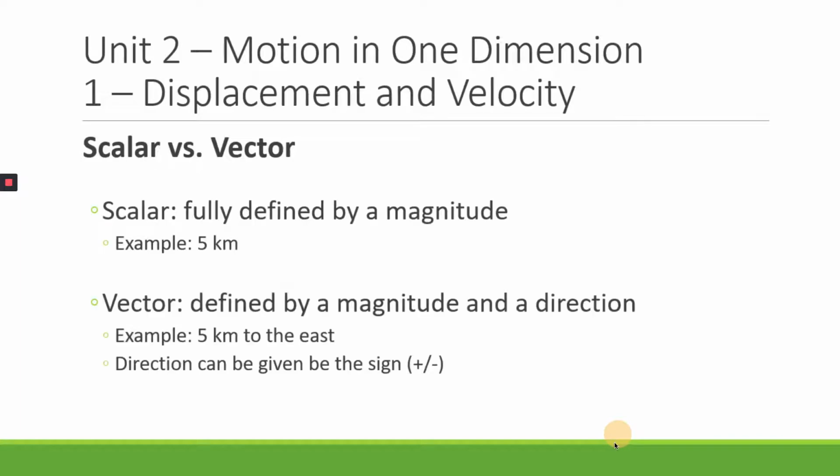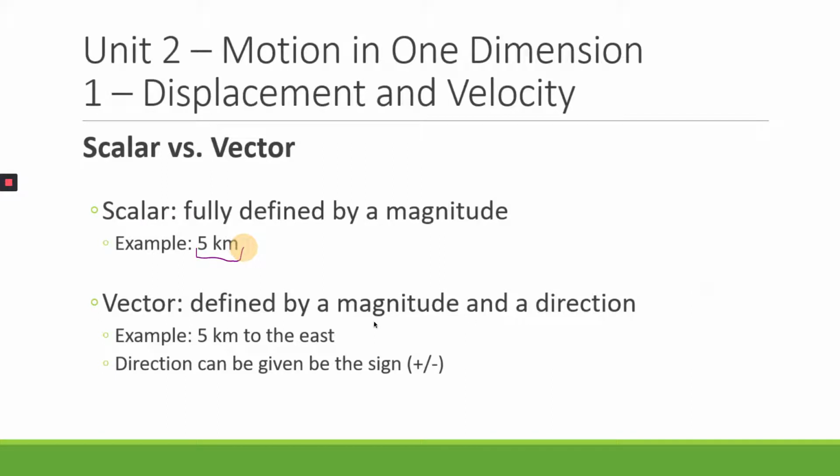If we are talking about motion, we first have to know the difference between a scalar and a vector. A scalar is usually what we use in common everyday language. So 5 kilometers, that's a scalar. 125 pounds, that's a scalar. 12 seconds, that's a scalar. So fully defined by the magnitude, and the magnitude is just that number there. So that's your scalar, that's just magnitude only.